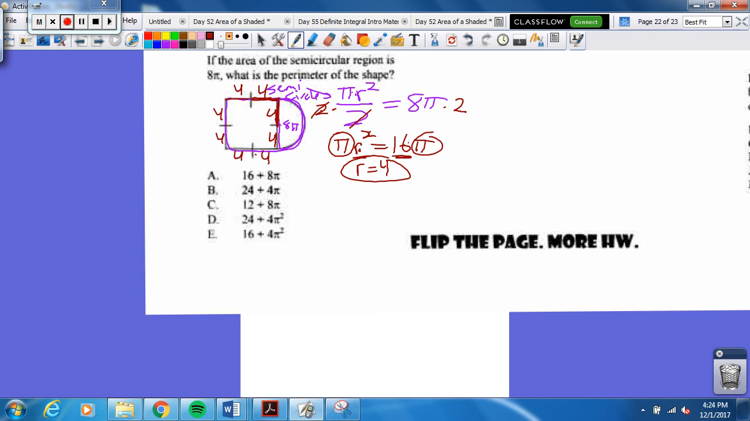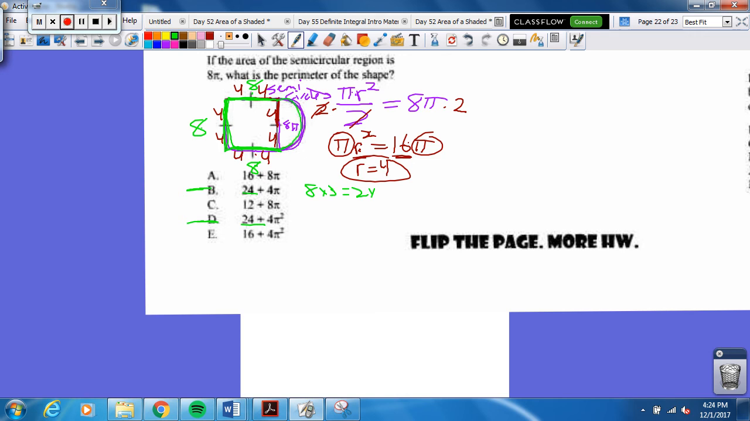Okay, so what do we have? Let's see. So this is 8, this is 8, this is 8. So the three sides of our square are 8. So 8 plus 8 plus 8 is 8 times 3, so that's 24 on the outside. So it looks like it's going to be B or D right there with the 24.